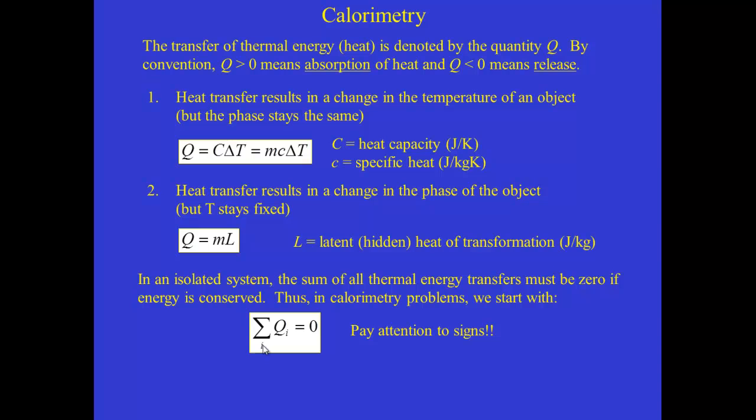And if I add up the thermal energy transfers, the heat transfers of each of those three objects, they should equal zero. And that's an important equation. In this problem, of course, we have to pay attention to signs because each of those objects is going to have a different Q. And if we add all these things up and get zero, the only way that can happen is if some of those Q values are positive and others are negative. So remember, a positive Q means that substance is absorbing thermal energy. A negative Q means that substance is releasing energy. So make sure to pay attention to signs.